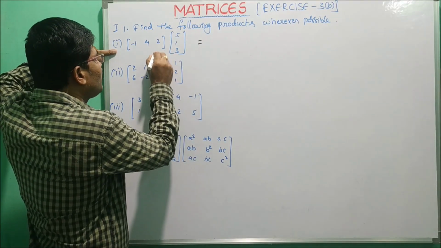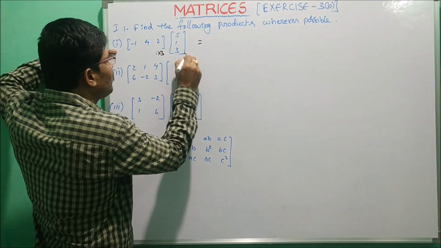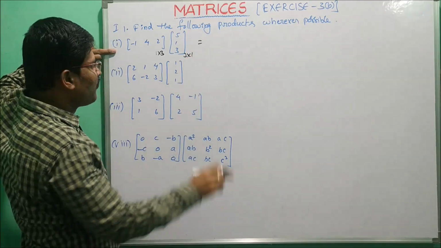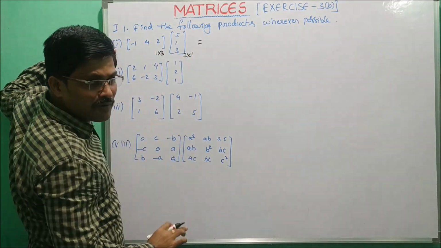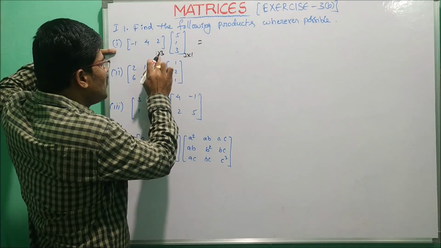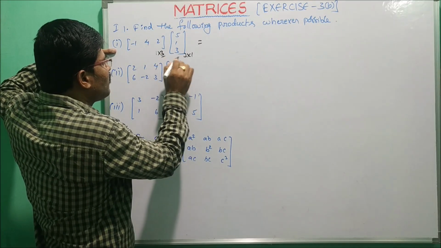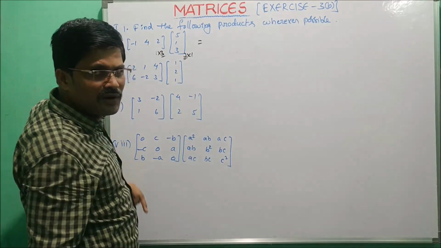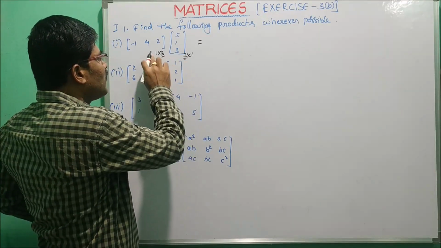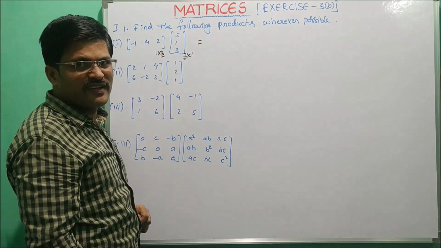Now we check the orders. This is 1 by 3, this is 3 by 1. First of all, these two matrices are conformable matrices because here the number of columns in the first matrix is always equal to the number of rows in the second matrix. So clearly this product exists.